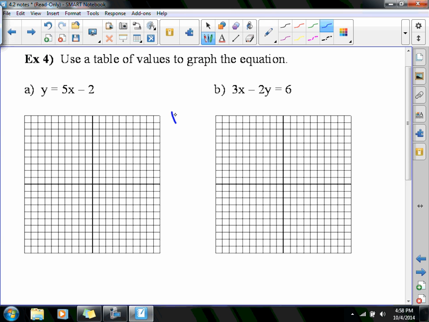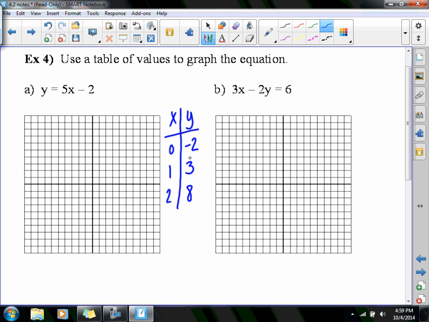So again, we're going to make an x and a y table. And I'm going to leave off this middle column because you don't always have to have that middle column where you have your work. So I'm going to pick 0, 1, and 2. Now I'm going to do the substitution kind of in my head. Okay, I'm going to substitute 0 in for x. 5 times 0 is 0, minus 2 is a negative 2. And substitute in a 1. 5 times 1 is 5, minus 2 is 3. Then I'll substitute in the 2. 5 times 2 is 10, minus 2 is 8.